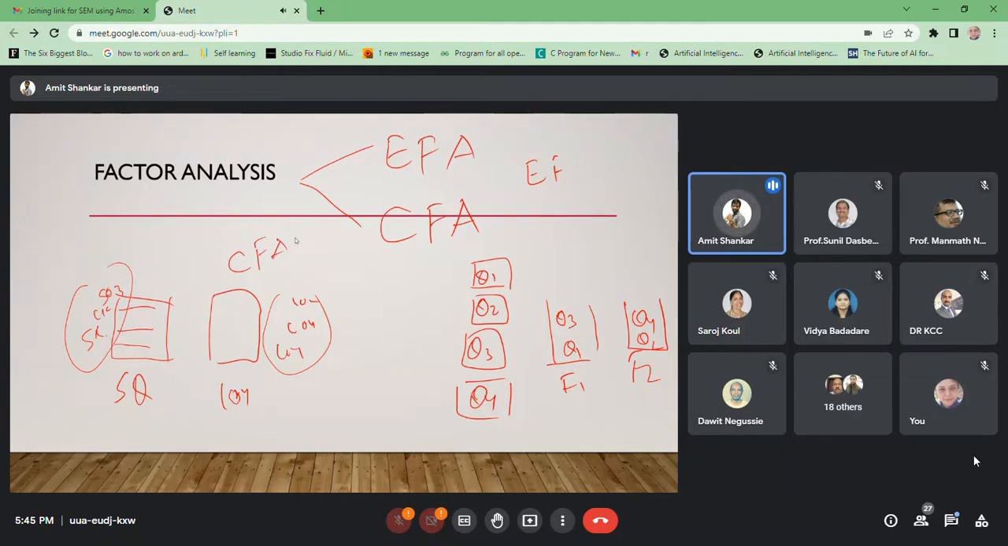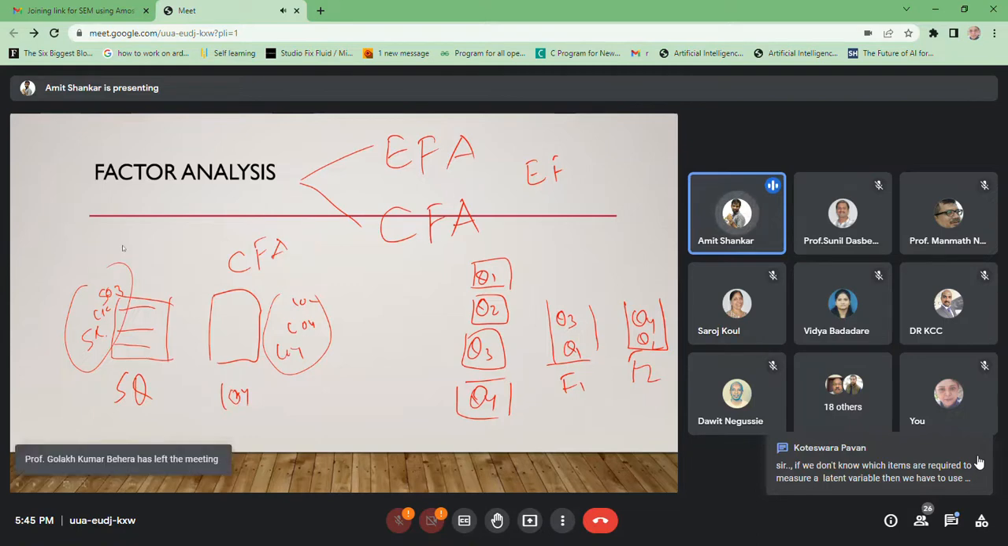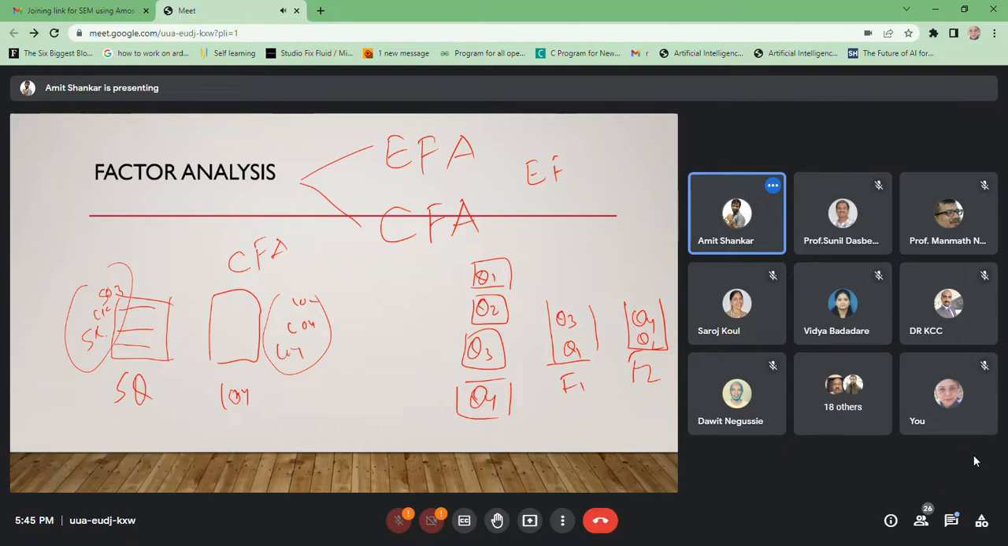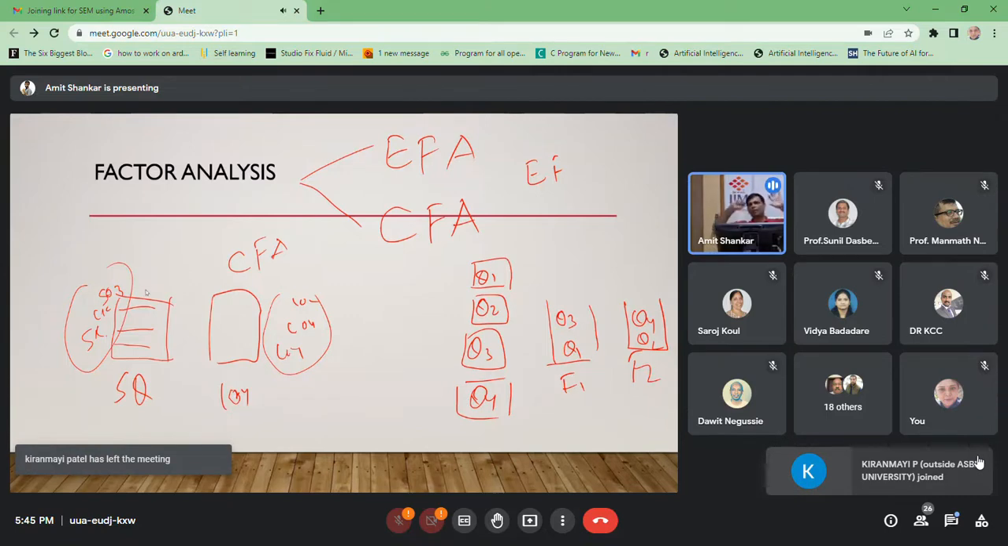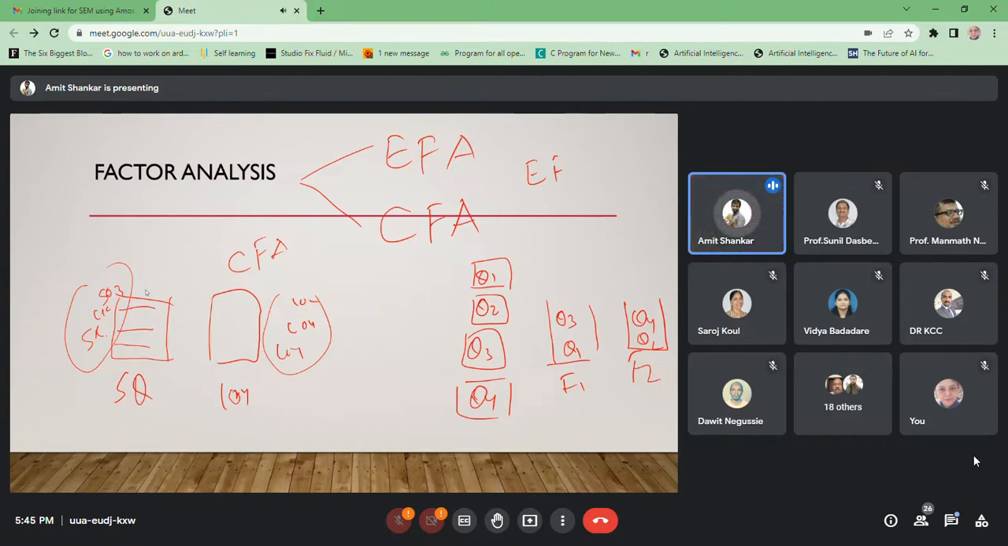It does not tell you anything about the reliability and validity of the items. That's only a grouping method. So when you are sure from the literature that these 3 items are measuring service quality only, no need to run EFA. You can directly go for CFA. Which items are required to measure a latent variable? Yes, that matters when you do not know. But when you are taking from literature, we are very much sure. For example, I have taken the variable service quality. I go to literature, and I am very sure that these items will measure service quality because I have taken them from a paper where they have used these items to measure service quality.